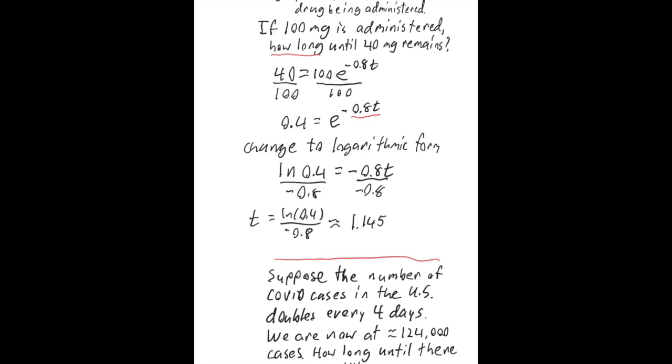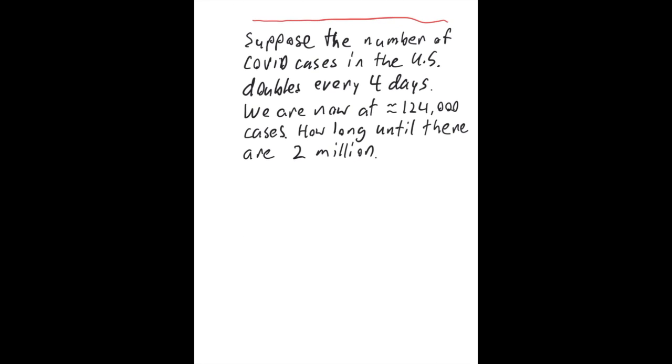Okay. Now, last example, we're going to go back to COVID and use exponential growth to model the COVID epidemic. Okay, so let's suppose the cases are doubling every 4 days or so. That's a little slower than actual. And let's suppose at this point we have 124,000 cases and we want to know how long until we get to 2 million. Okay, all right. We're going to use a similar equation to the ones we've used before. Okay, A0 will be a starting amount, R will be a growth rate, and T is going to be time.